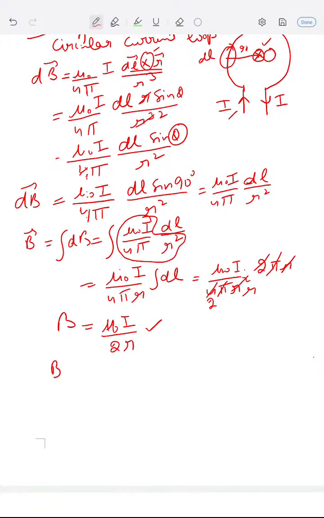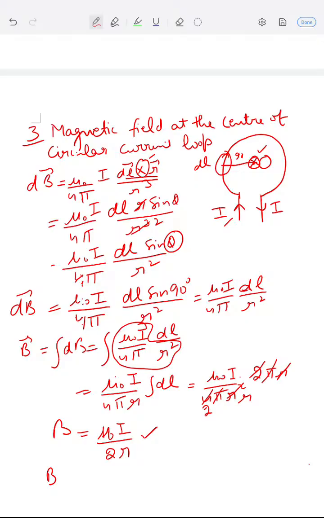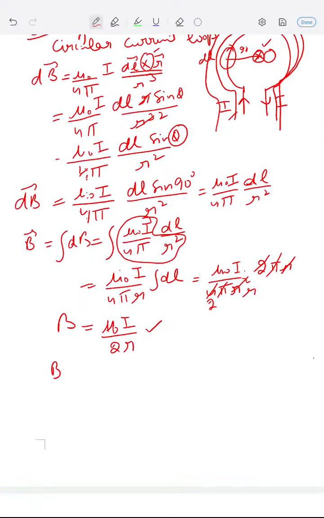So if this is not one turn, and there are a number of turns of the circular wire, then we take B equals mu 0 N I upon 2r for the case of N turns of a circular wire. So this is the derivation for the magnetic field produced by a circular wire. So we have done two derivations: a long straight wire and then a circular wire.